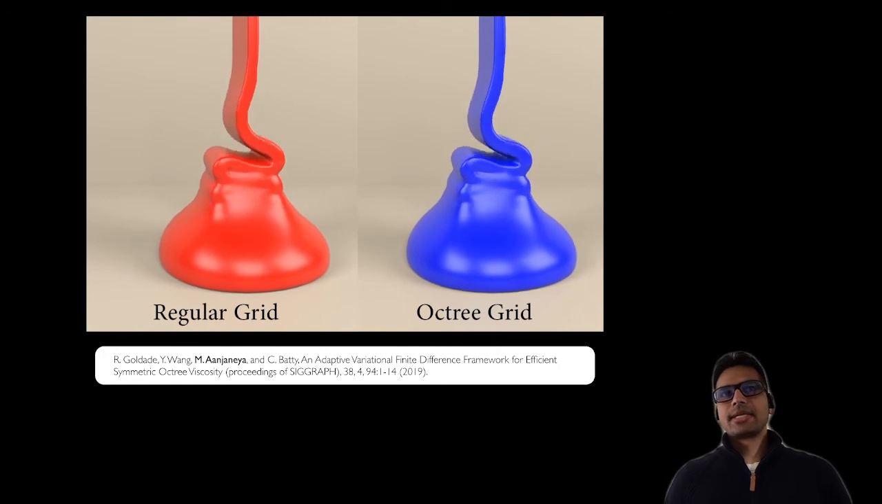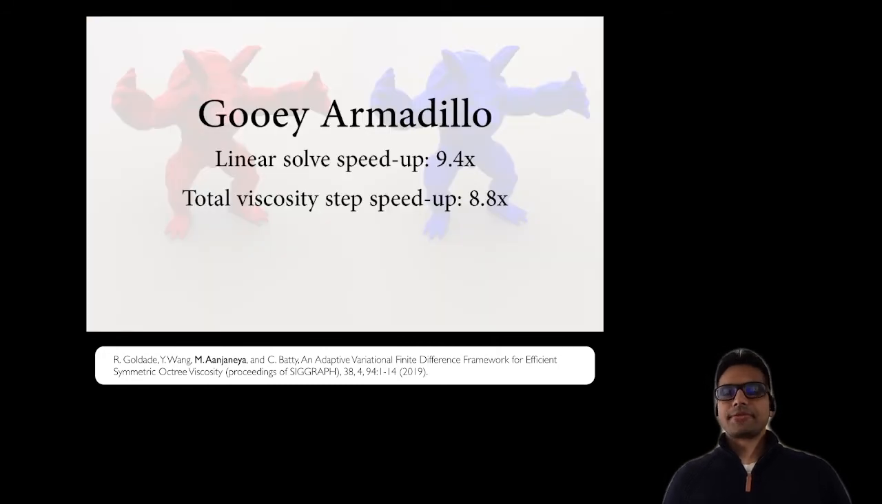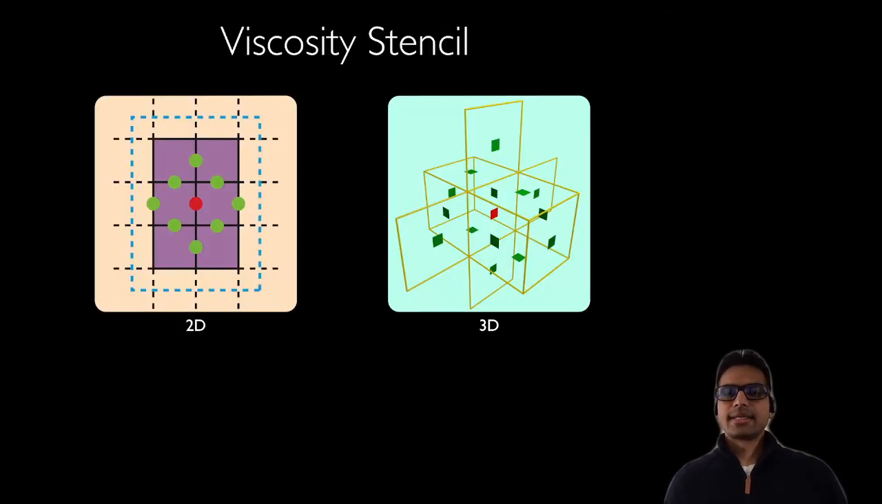Now, the difference between incompressibility and viscosity is that the degrees of freedom now live at faces rather than cell centers. And so we are actually dealing with denser systems compared to the pressure projection. And here I've just enumerated the different variables that each degree of freedom will encounter.